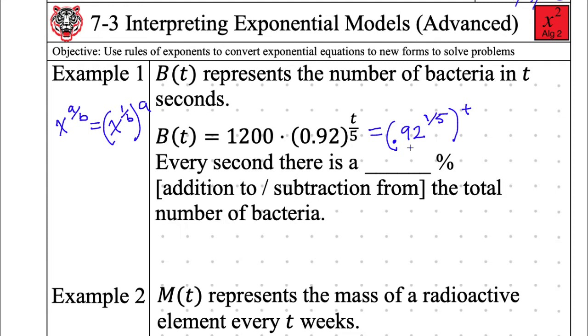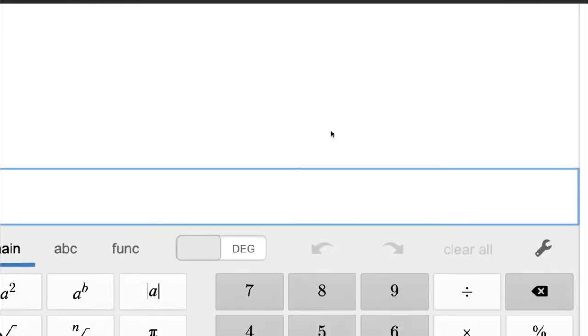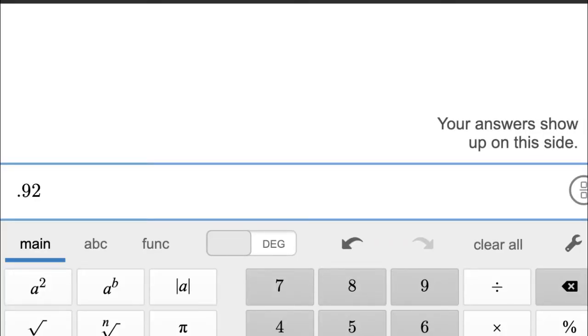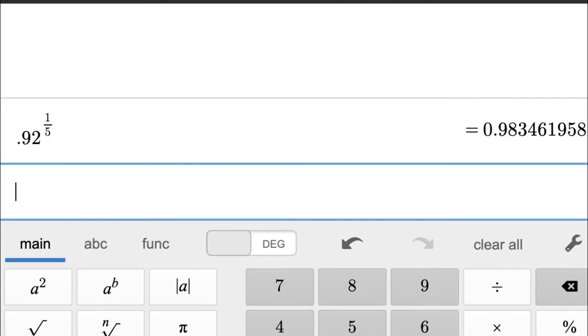I mean, you could probably do it by hand if you had the time, but let's use a calculator. So I highly recommend going to desmos.com/scientific using this type of calculator. I'll zoom in so people can see what I'm typing. So again, I'm going to do 0.92 to the power of 1/5. So I'm going to do a fraction, 1 over 5, and I get 0.9834, and it goes on and on forever. I'm going to just round, let's do 0.9834.